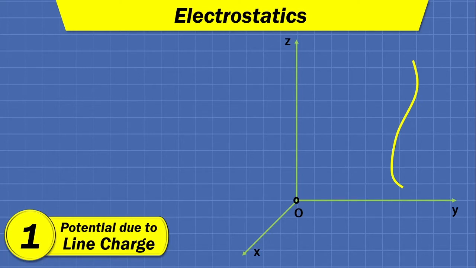So in general, let us assume a right-handed Cartesian coordinate system, as you can see, and I am assuming a finite line charge. As you can see, the charge distribution is of irregular shape. The line is not a straight line; it is randomly moving. For such a charge distribution, let us say we have the line charge density as rho L coulomb per meter.